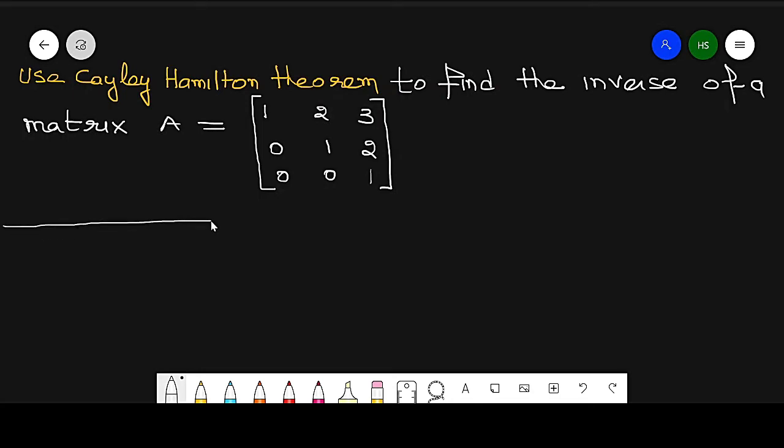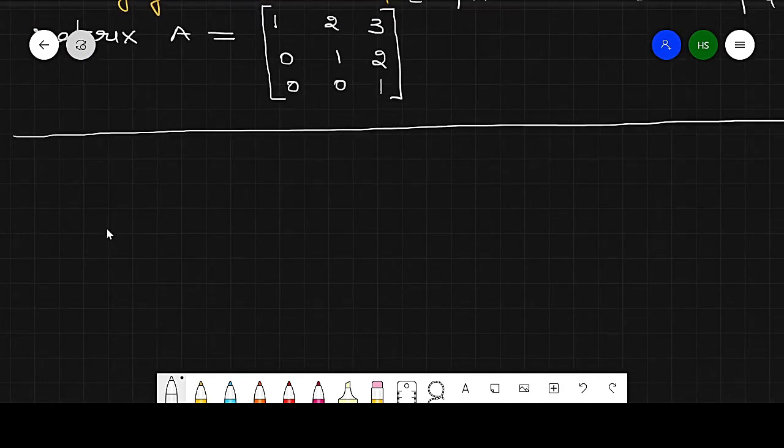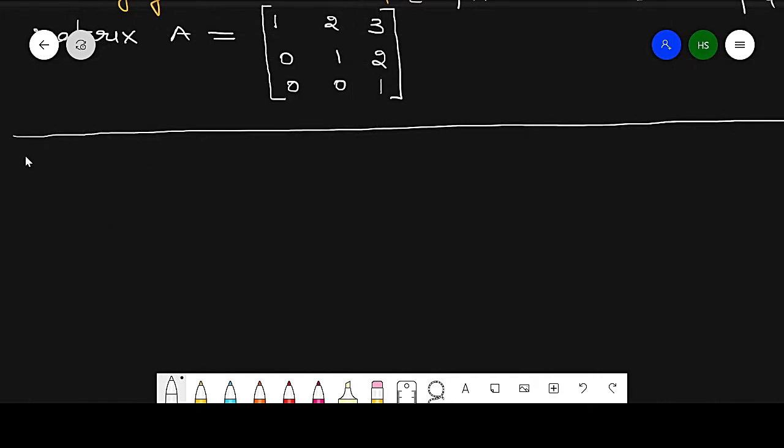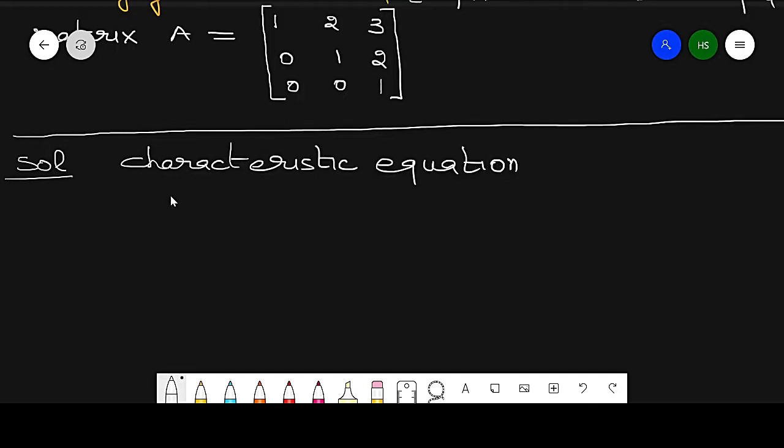So just understand the method, then you will solve any type of question. Now the first part is the characteristic equation. So what is the characteristic equation? The statement of the characteristic equation: the determinant of A minus lambda I is equal to 0.